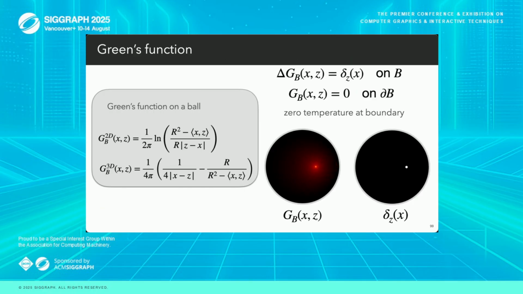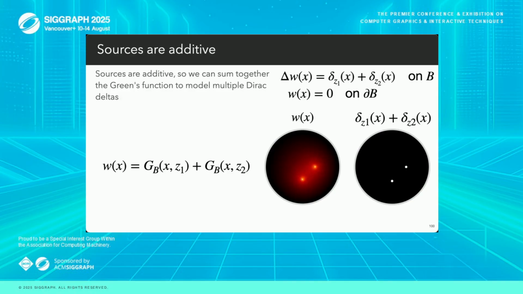And we can make this solution a little bit more general by considering the Green's function, or the solution to this PDE, on a ball. In this case, the only difference is that we restrict the boundary of the ball to have a constant zero temperature, where you can essentially think of that constant zero temperature as an idealized absorber of heat. Now, since source terms are additive, we can actually model two heat sources in the domain just as a sum over these Green's functions for the ball. So now we have this function w that will represent the total heat at a point x as a result of touching a needle at points z1 and z2.